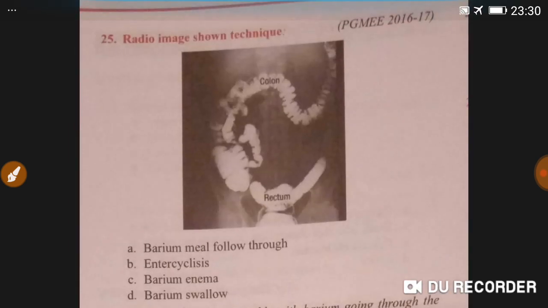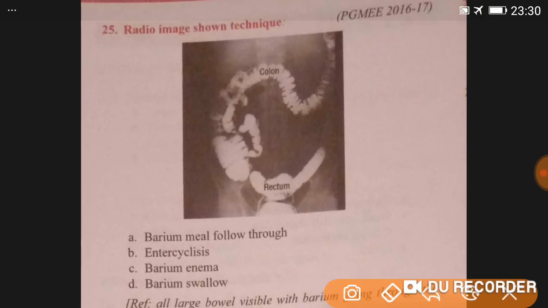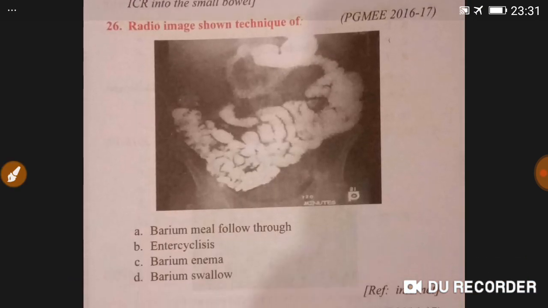Let's discuss individually. Radio image shows the technique of barium meal follow through. So this is the barium meal follow through, or what is it? It's barium enema, not barium meal follow through. Diagnose the following technique. This is barium meal follow through.